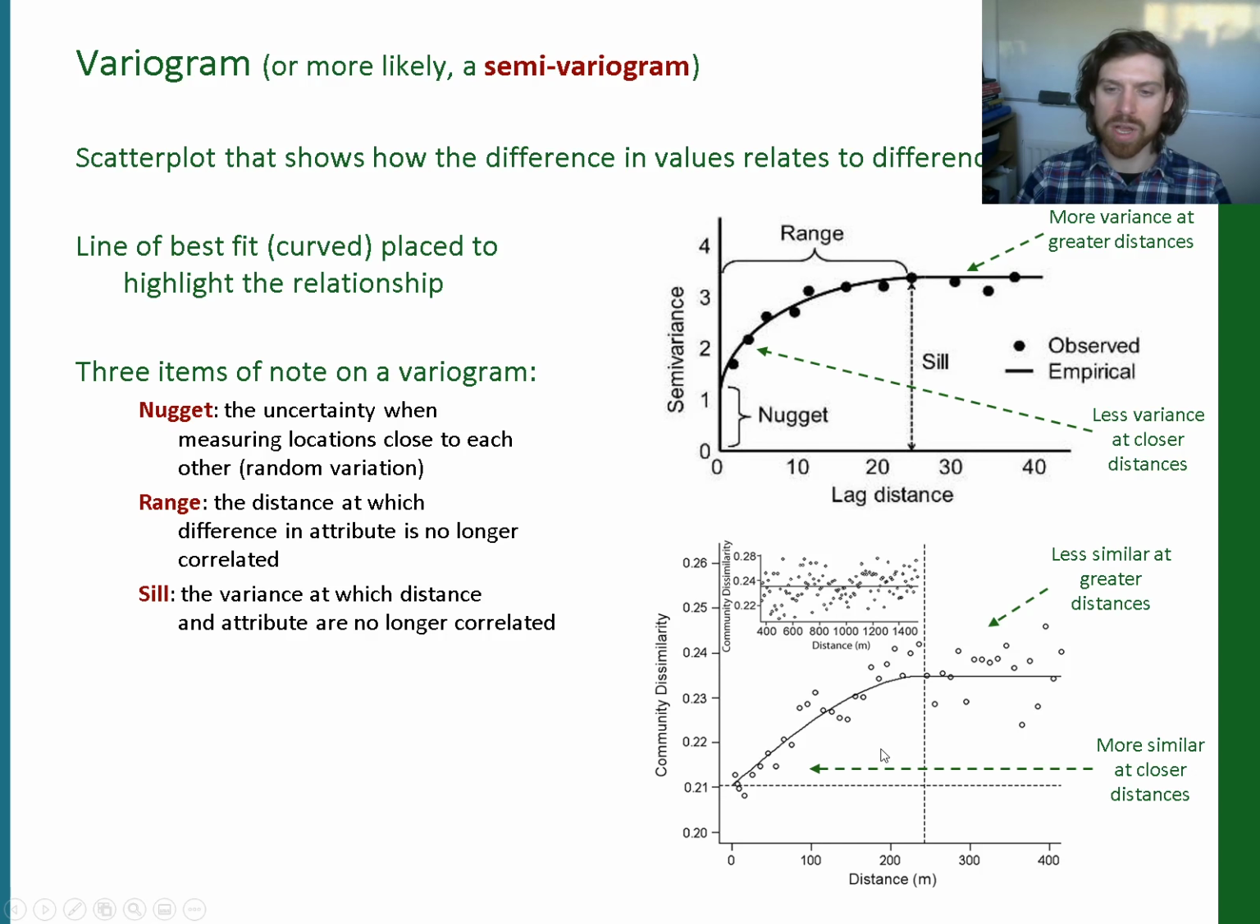Okay, and then hopefully you'll be able to understand that logic as well in terms of how we look at this second graph, which actually focuses on community dissimilarity. This time we've got distance in meters on the x-axis, and then on the y-axis we've got the level of dissimilarity. Down here at 0.2 things are more similar, and up here at 0.26 things are less similar. Essentially, when we get to greater distances here, maybe over 250 meters, then we have less similarity than if we were down here within the first tens of meters close to the measurement point.